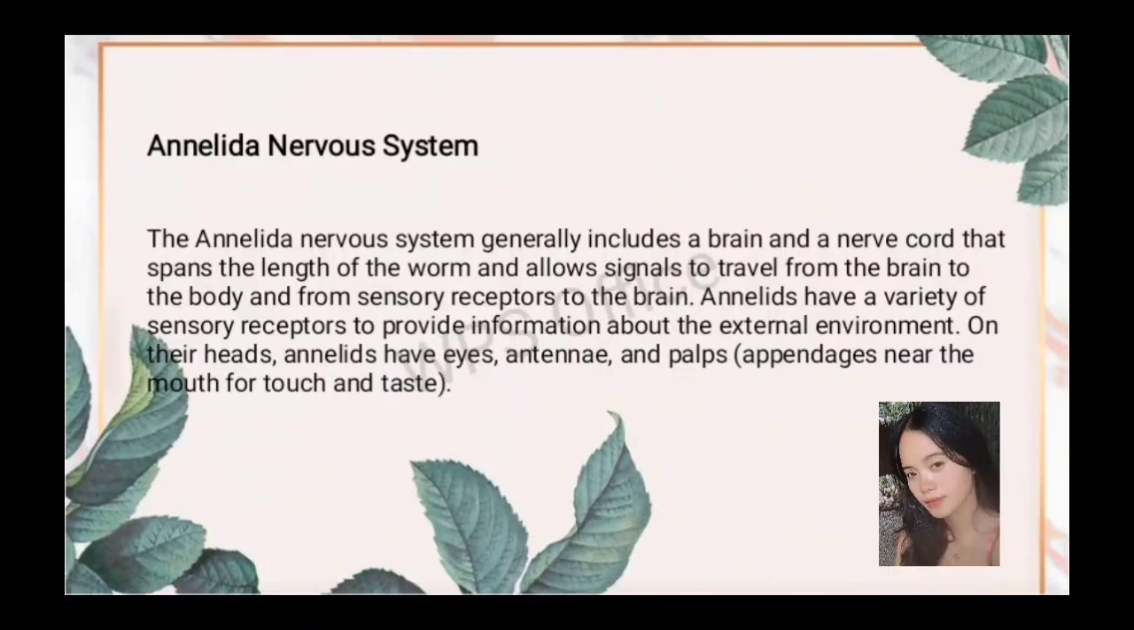Nervous system of Annelida. The Annelida nervous system generally includes a brain and a nerve cord that spans the length of the worm and allows signals to travel from the brain to the body and from sensory receptors to the brain. Annelids have a variety of sensory receptors to provide information about the external environment. On their heads, annelids have eyes, antennae, and palps, appendages near the mouth for touch and taste.